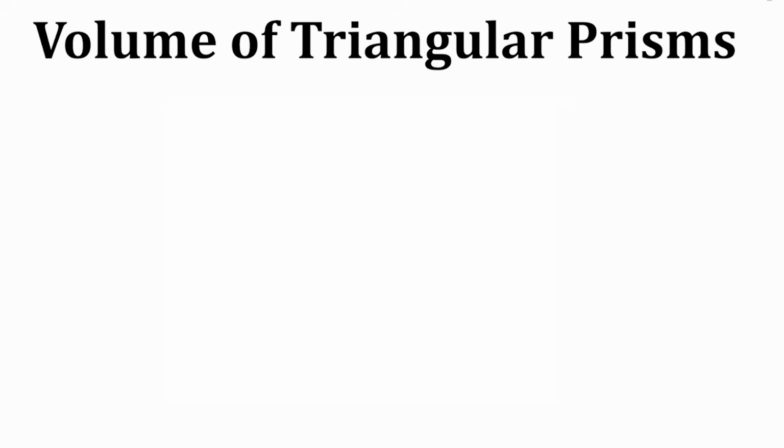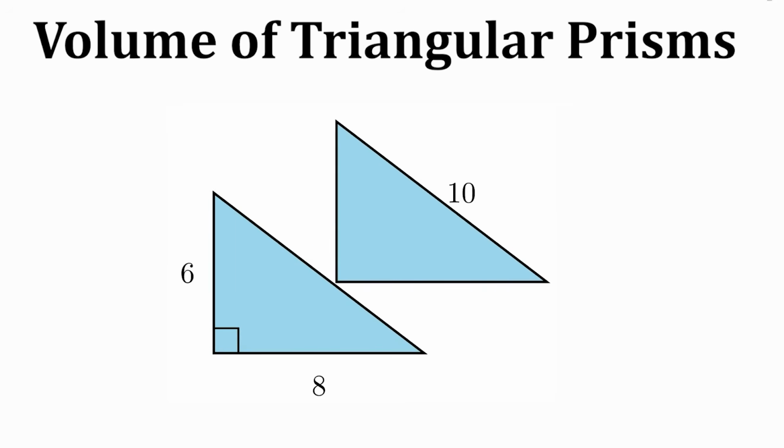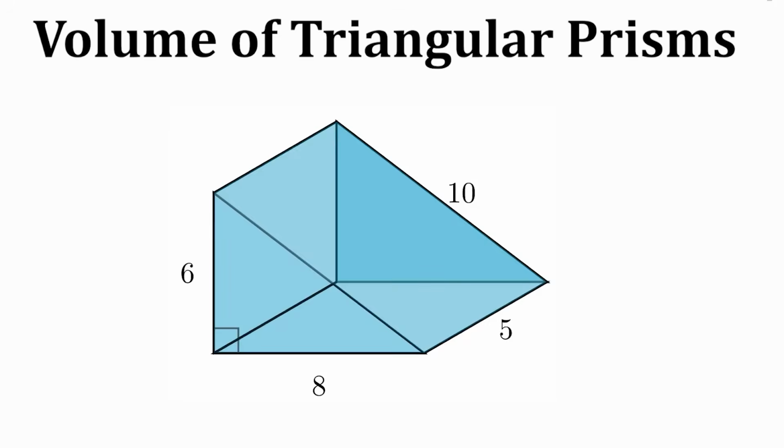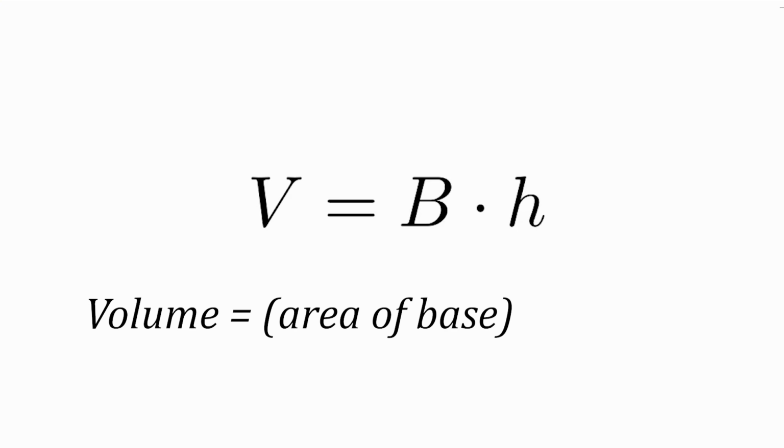To find the volume of any triangular prism, and really any prism, we follow one simple idea. We take the area of the base and multiply it by the height of the prism. We can express that using a general formula. V equals capital B times H. Here, V represents the volume, capital B represents the area of the base, and H represents the height of the prism, the distance between the two bases.